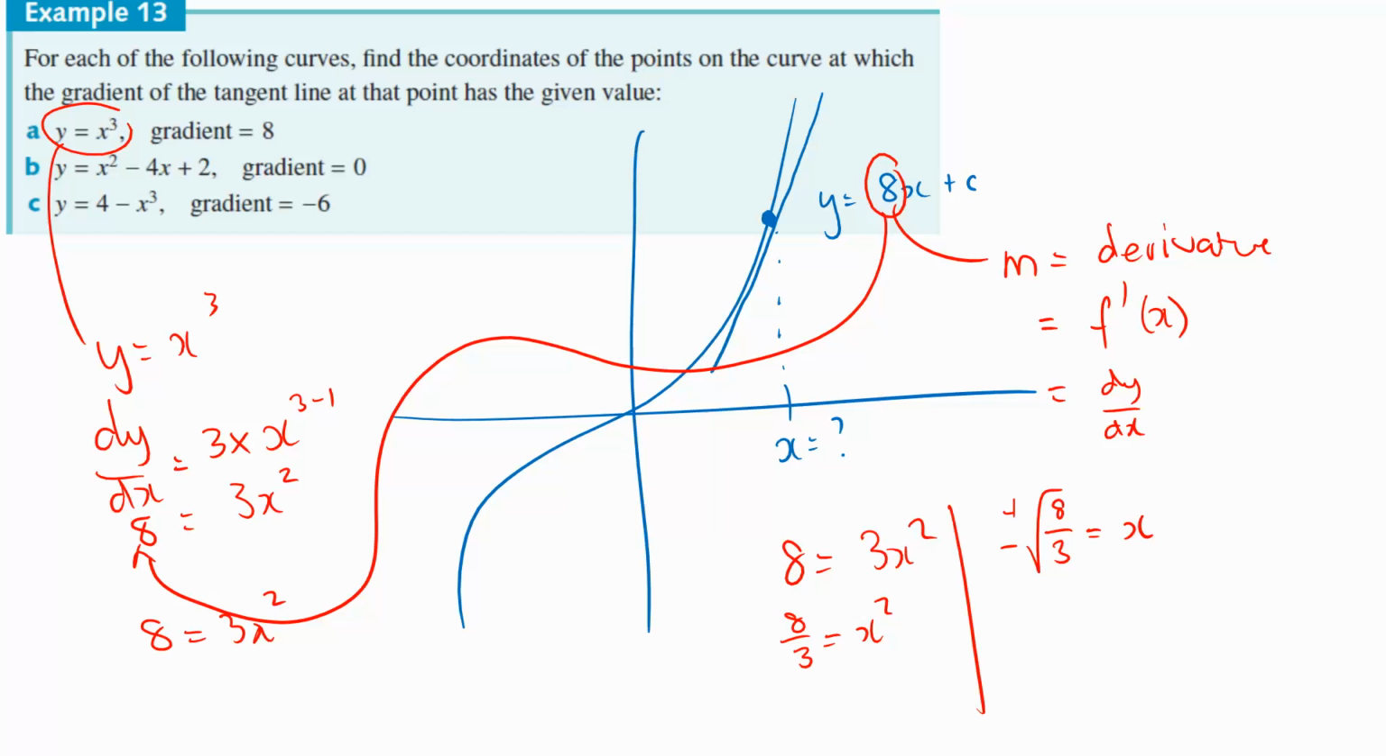How do I find the y value? Sub it back into which one? Y equals x cubed. Very good. That's as simple as it is. This is your y value. So you sub that x value back in here to find the y value, the y coordinate, and then you got your coordinates. So in year 12, that's essentially all you're doing.